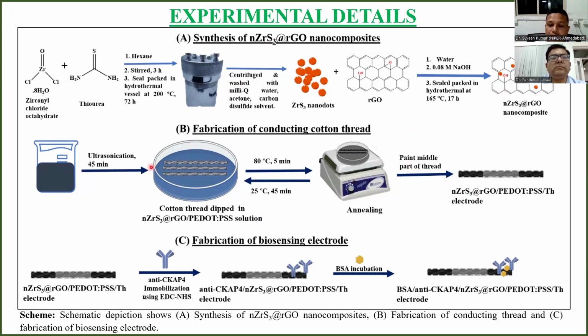Here we used PEDOT:PSS as the conducting ink, and as the immobilization matrix we used nanostructured zirconium trisulfide and reduced graphene oxide. The optimized concentration of this was used for the fabrication of the conducting thread electrode. This is the schematic diagram of the fabrication of the thread-based electrode for biosensor development.